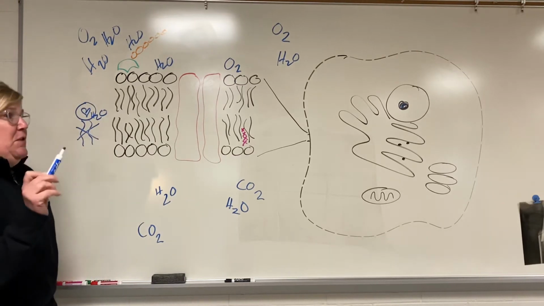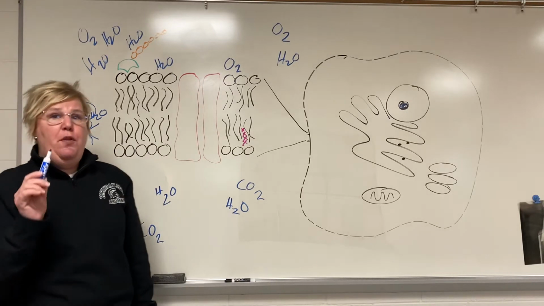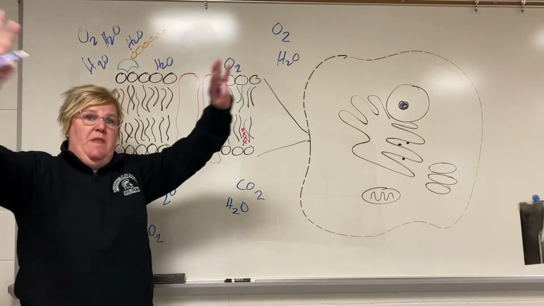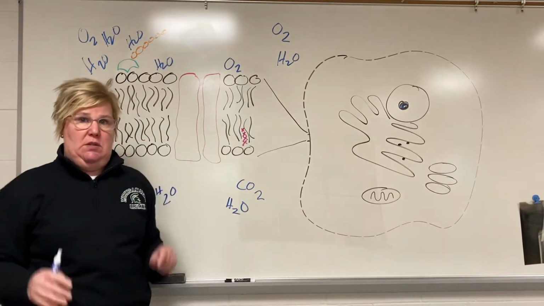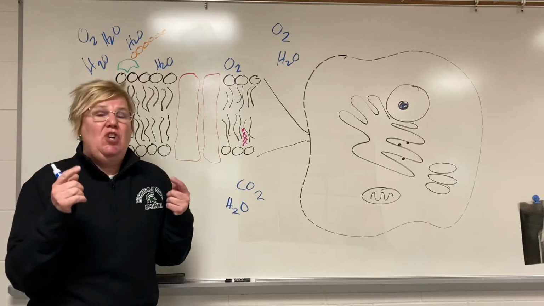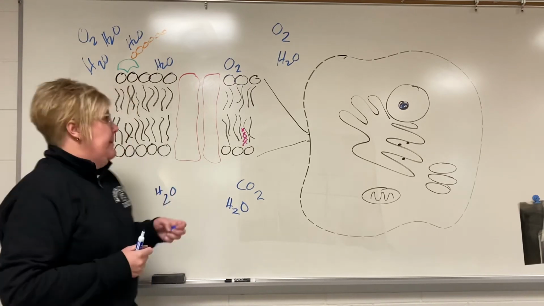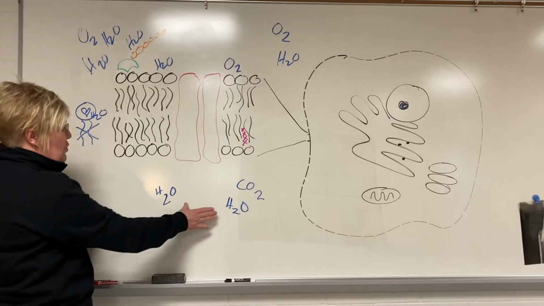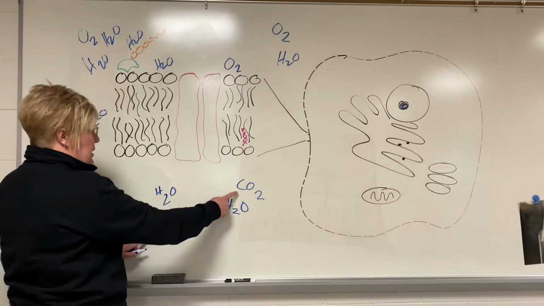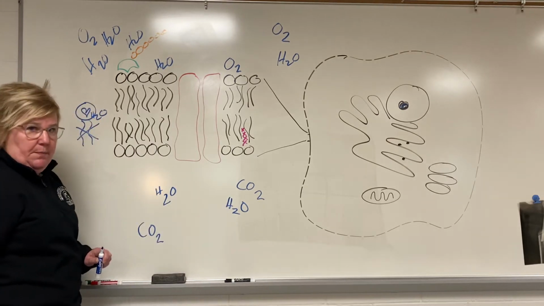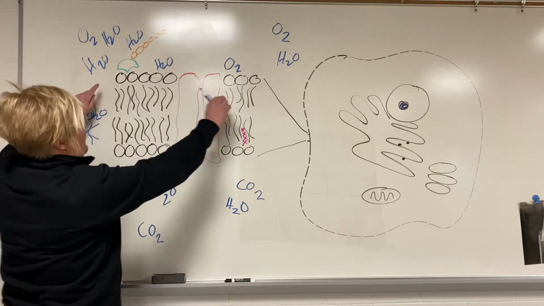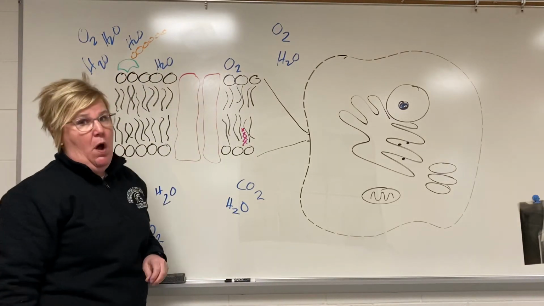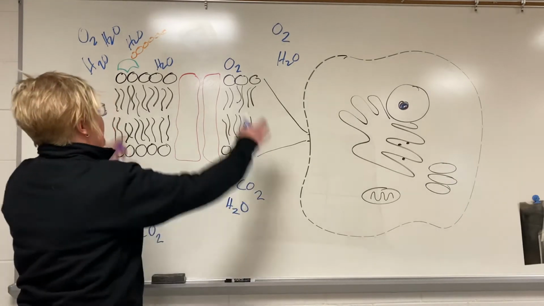So diffusion and osmosis are both the movement of molecules from high concentration, where they spread out, to where there's low concentration, just like our food coloring did. And so as we look at this today, here we have 2 water molecules on the inside and 2 carbon dioxide molecules. And on the outside, we have 1, 2, 3, 4, 5 water molecules. And then we have some oxygen.